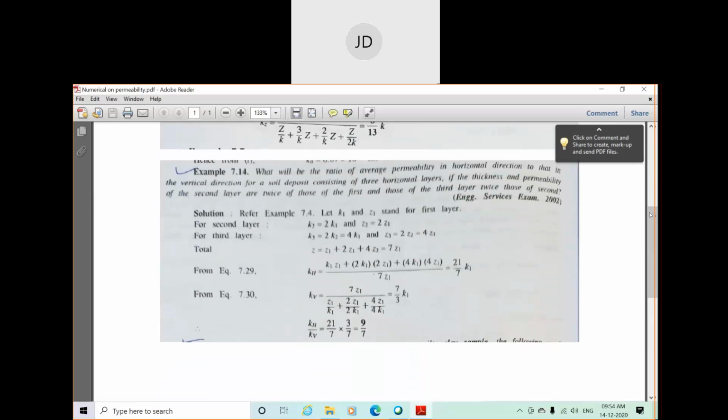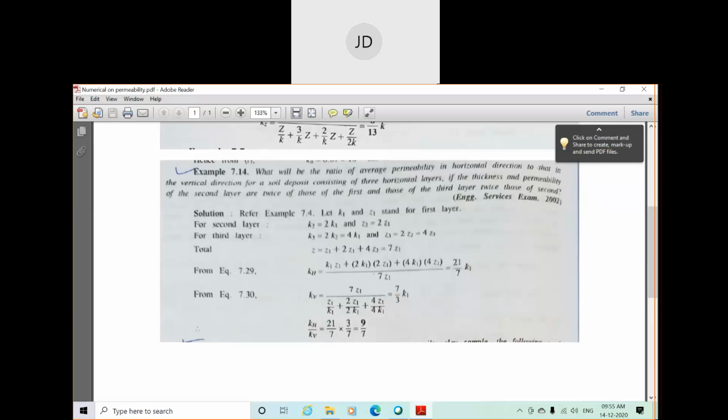It's very simple to understand. And this question came in civil service, engineering service, your 2002 question. So here it's asked to find what will be the ratio of average permeability in horizontal direction to that of vertical direction for a soil deposit consisting of three horizontal layers. If the thickness and permeability of the second layer are twice of those of the first layer, and those of the third layer are twice of those of the second layer.